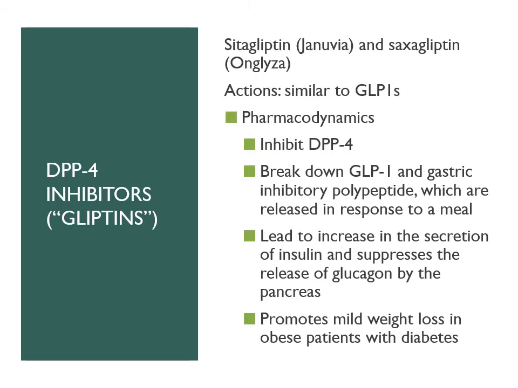The gliptins are Januvia and Onglyza, and they inhibit the DPP4 enzyme, as I said. So this will, of course, also lead to an increase in insulin secretion, as well as suppressing the release of glucagon by the pancreas. So it can also promote mild weight loss in patients that are obese, especially in patients that are diabetic.